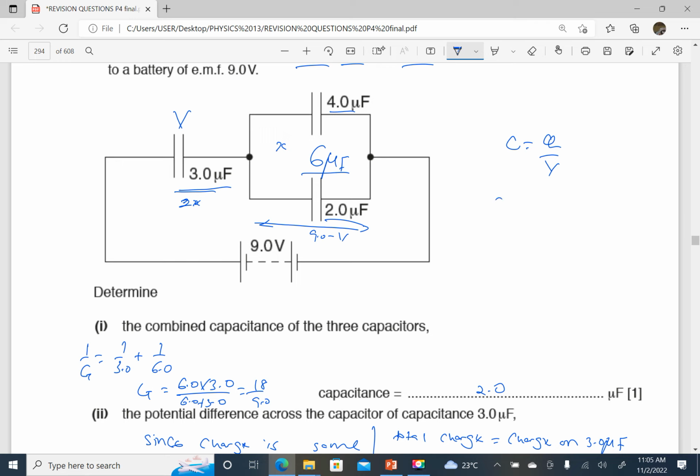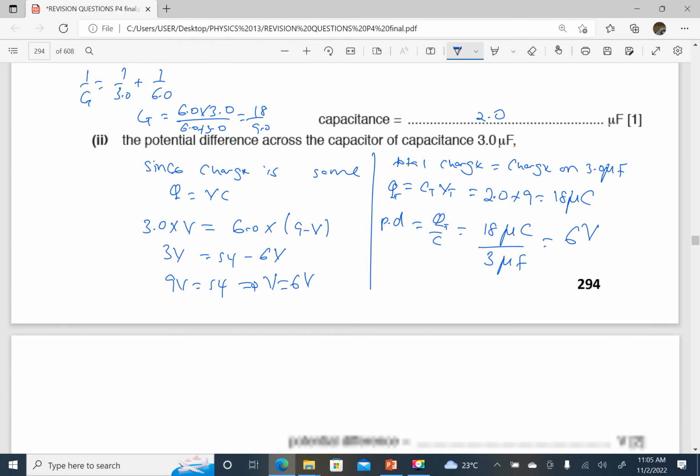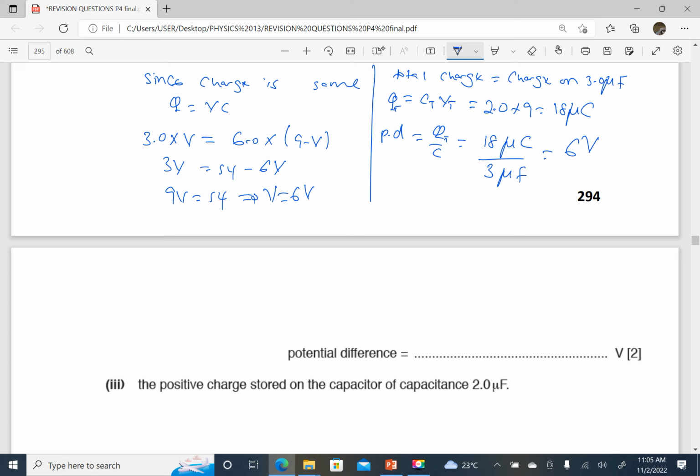So we could still say X plus 2X is equal to 9.0 volts. That means X is going to be 9 over 3, which is 3 volts. That is the PD across the parallel combination, which means that the PD across 3 microfarads is 2X, so it will be 2 times 3, which is again 6 volts. So whatever method is easier for you, you can always use it. So we have got here the answer as 6.0 volts.